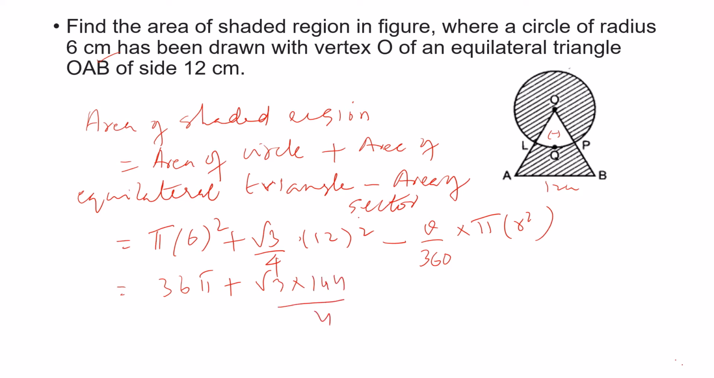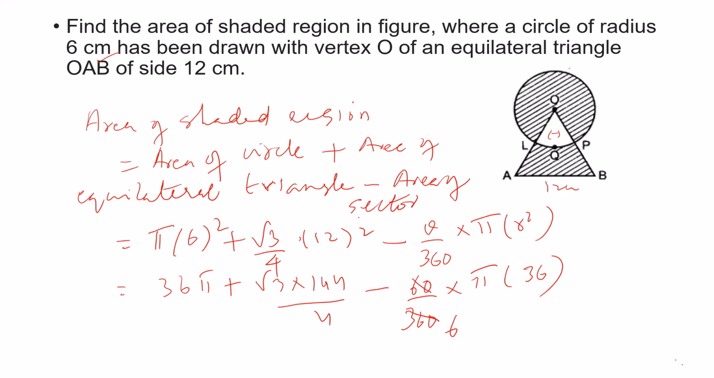144 by 4 minus, and what about theta? It is given that the triangle is equilateral, so the angle will be 60 degrees, so 60 by 360 into pi into r square, that is 36. Now we can do the simplification.